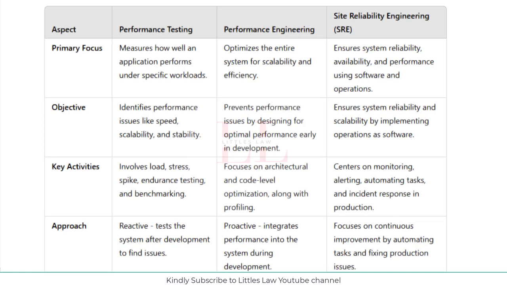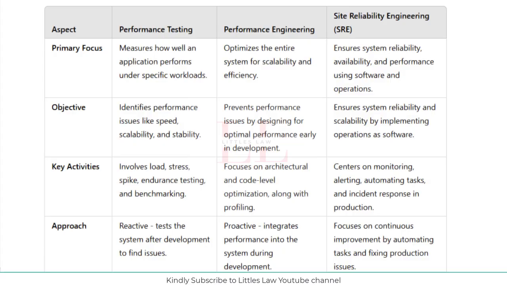When it comes to the activities of site reliability engineers, they have to focus on maintaining the system reliability and performance in production through monitoring, alerting, and automating operational tasks. For example, monitoring and scaling a live social media app to ensure servers can handle increased traffic during a viral event. And now we will move on to the last topic of the day, which is the approach. So, how do the performance testers, the engineers, or the site reliability engineers approach their actions?